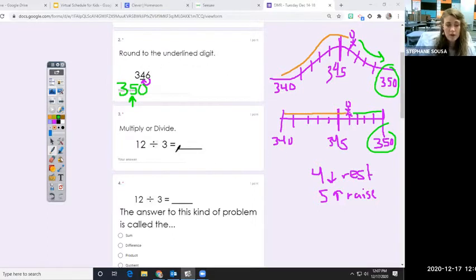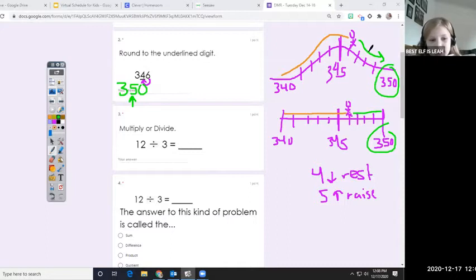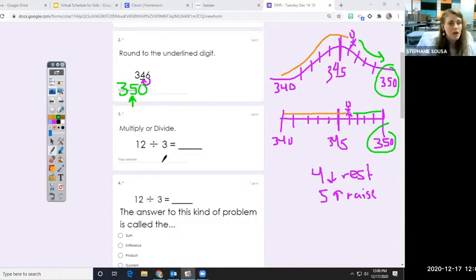All right. Questions about rounding? No. Leah. I don't have a question. Oh, your hand was up. Are you good? Yeah. Okay, awesome.